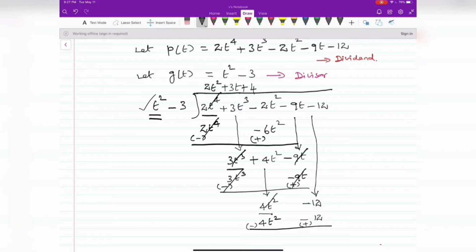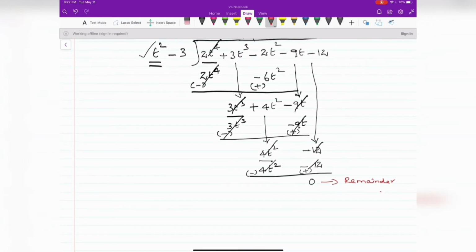So 4t square minus 4t square will get cancelled. Minus 12 and plus 12 will get cancelled. I will be getting over here 0. And you know fully well, this 2t square plus 3t plus 4 is nothing but the quotient. And this 0 is the remainder. And also you know, once you get the remainder as 0, or if the degree of the remainder is going to be lesser than the degree of the divisor, we have to stop this division process.